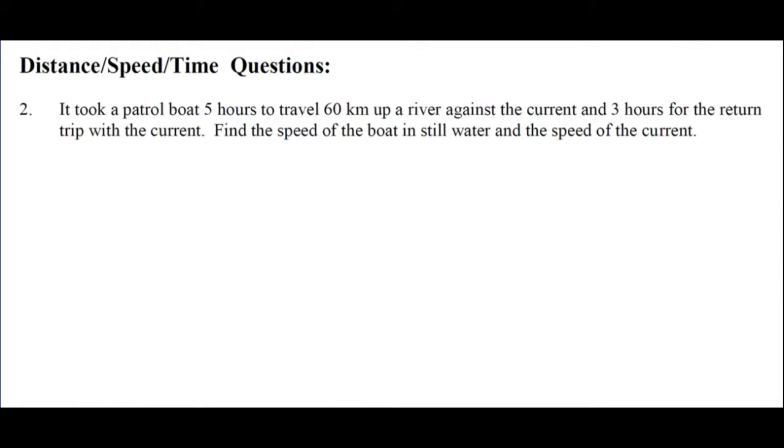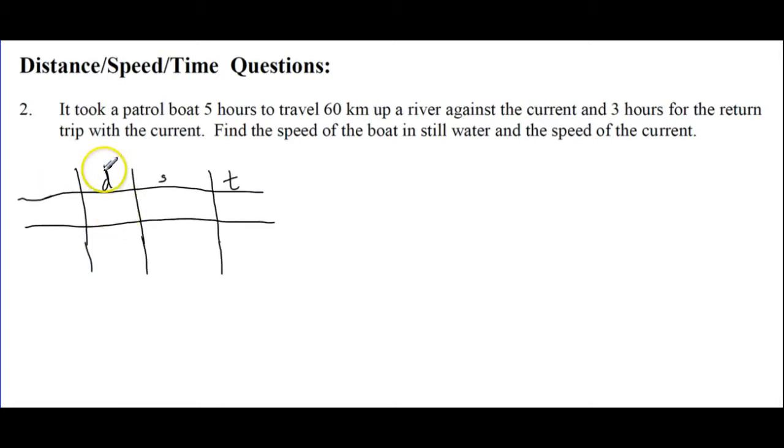Distance, speed, time questions. Very common type of question is a distance, speed, time. Always, always, always, for distance, speed, time, do a table. So let's do a distance, speed, time table. Okay, so 3 columns, one for distance, one for speed, one for time, and keeping in mind that the relation between them is that distance is equal to speed times time.